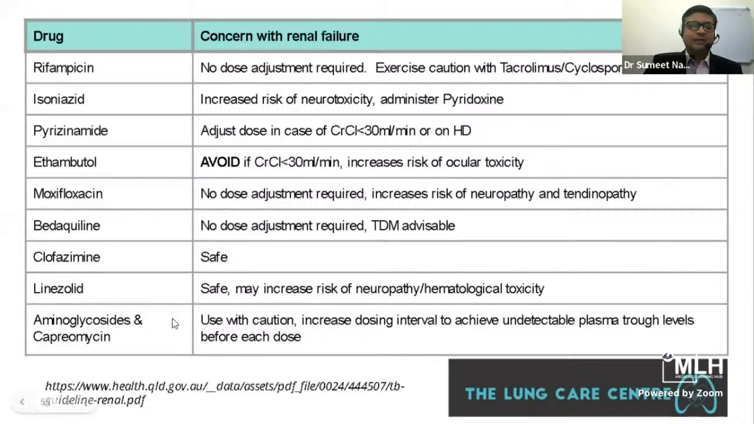Aminoglycosides and capreomycin also are best avoided. But in a dire emergency, we need to use them with caution, and we need to make sure that the dosing interval is increased so much so that we achieve undetectable plasma drug levels before each dose. That is very difficult to do in peripheral settings, but yes, we do have resources. We should always do plasma drug levels in these cases.